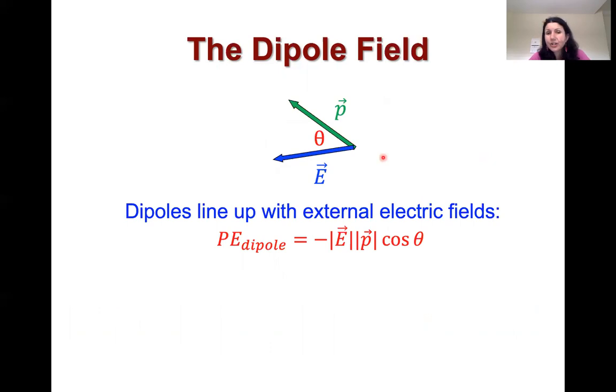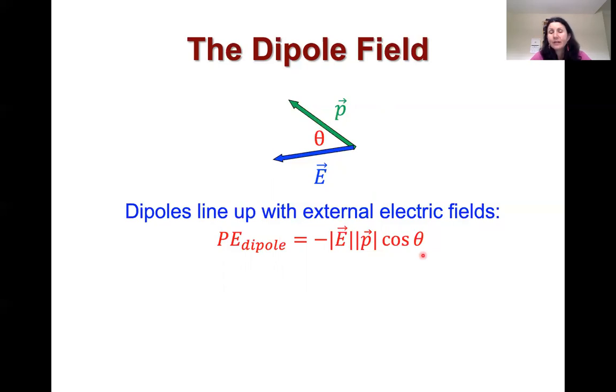The reason is that what we care about is how a dipole behaves in an external electric field. So you have the dipole moment of your molecule, and now imagine you put that dipole in some external electric field, an electric field created by some other charges. It turns out that the potential energy of this dipole is such that it wants to line up with the electric field.